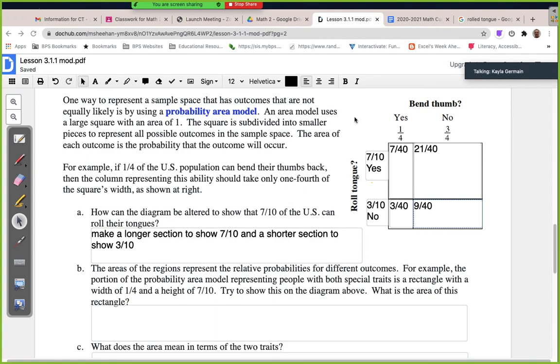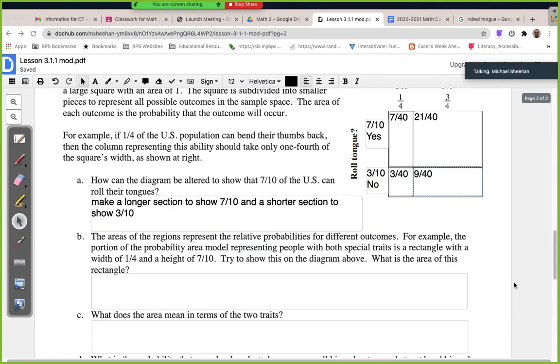Okay. Just like up here, if 1 out of every 4 people can bend their thumb, the other 3 out of 4 cannot. All right, so yeah, they didn't tell me 3/10, but I know if 7 out of every 10 people can, that means 3 out of every 10 people cannot.